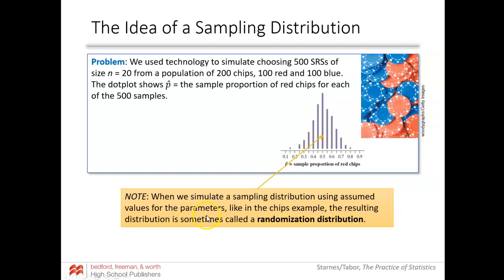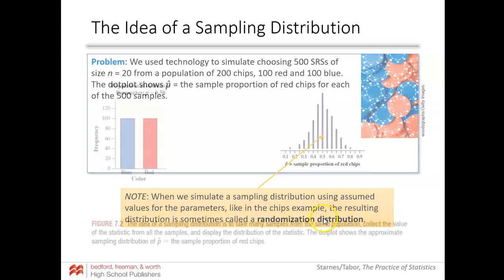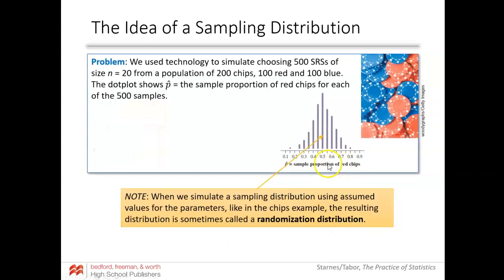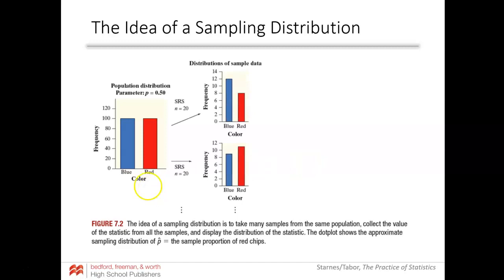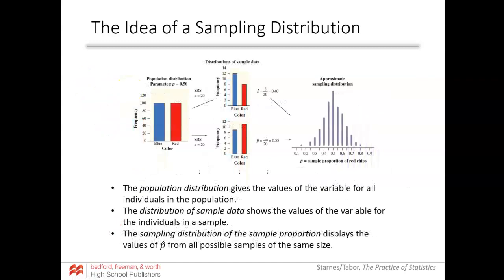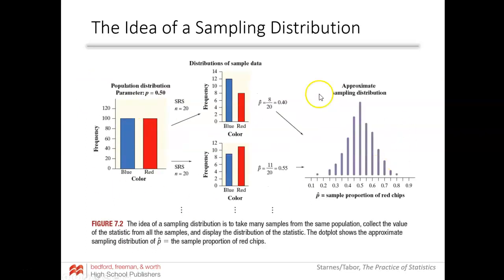The resulting distribution is sometimes called a randomization distribution. Okay. So now we got to get picky on what we call things. Let's be careful here. I think I have a better slide coming up right here. Okay. So they're showing you the different types of distributions that we're going to be talking about.